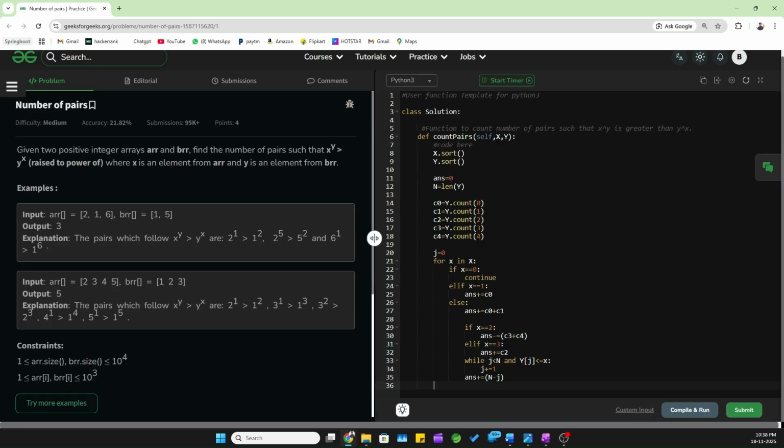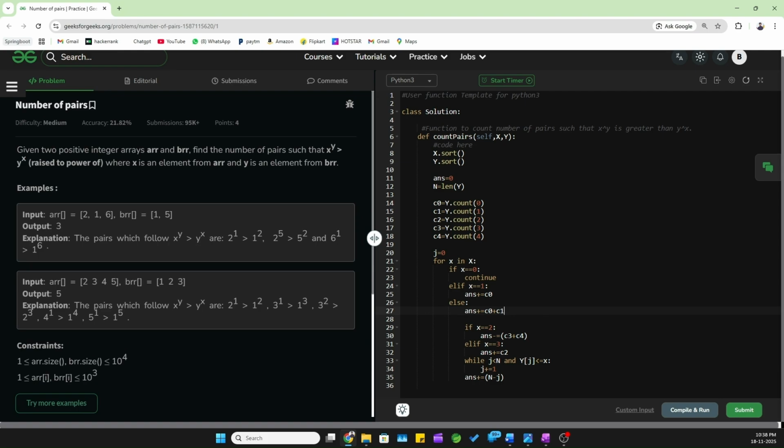So here first I will sort the array and I will initialize the answer. This n is just to calculate the length, and these are just in the code for counting zeros, ones, twos, threes and fours, just for the encode purpose. Initialize the pointer and iterate over x every time. I will handle the exceptions. So what exceptions do I have? Whenever x equal to 0, no pair will be formed. So that's why continue. Whenever x equal to 1, number of zeros in y, right? So add the number of zeros. Whenever x is greater than 1, in the else case, the number of zeros and ones will form the pair. That's why I have added.